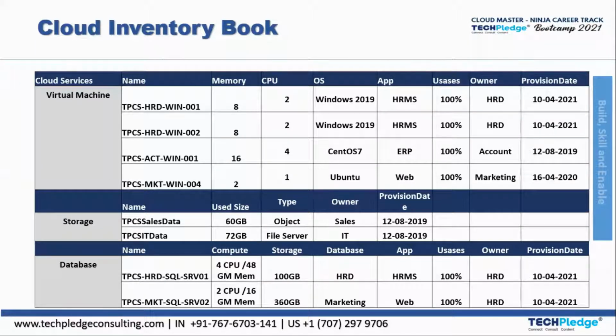Same for the storage and databases. For database, it will hold compute, storage, database, application, owner, and provision date. And this is how it will be for storage. The storage name will be there, how much used size it is showing, that it will hold, the type of storage, maybe it is a file server, an object thing, then the owner who owns it, and the provision date. So this is how a cloud inventory book will hold.